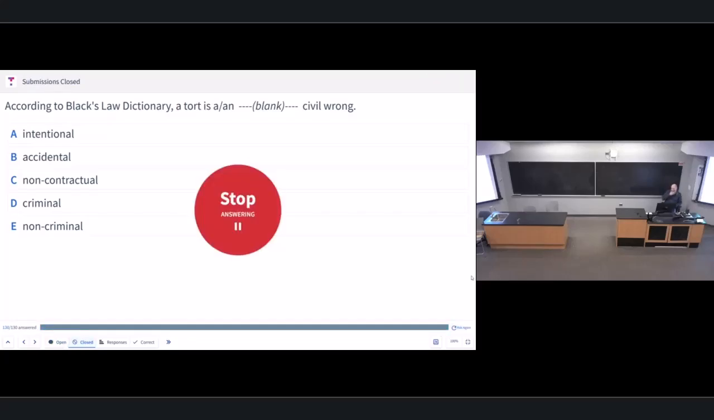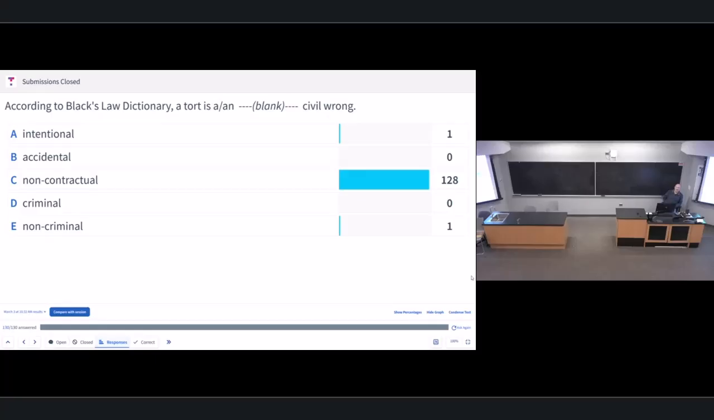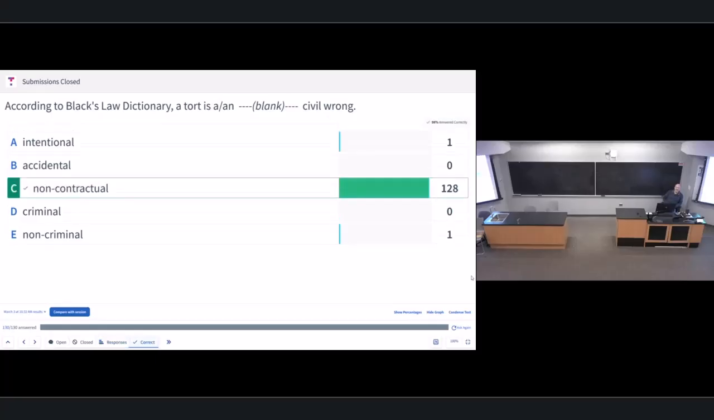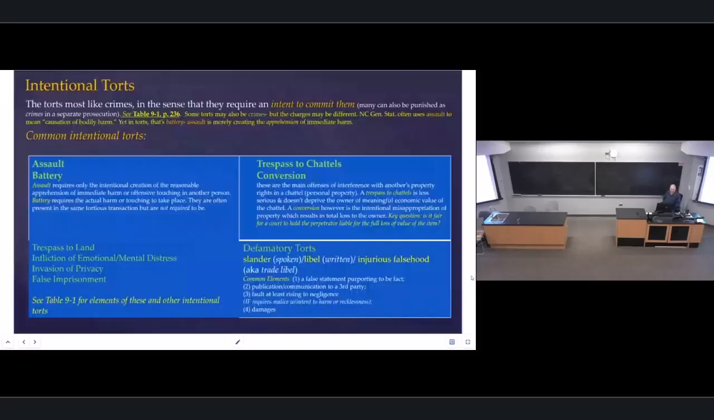Okay. Nick of time. According to Black's Law Dictionary, a tort is a or an non-contractual civil wrong. That's the definition at the top of the previous screen. So, good start on that.